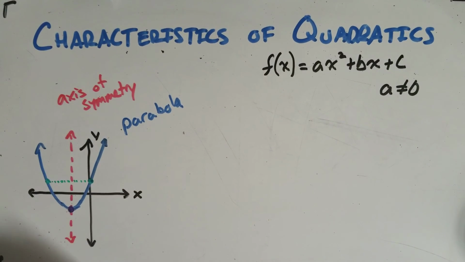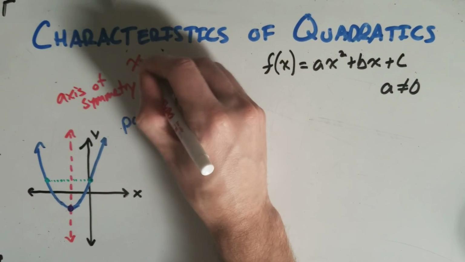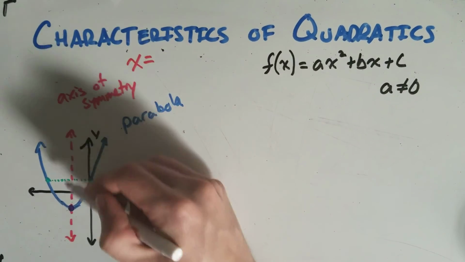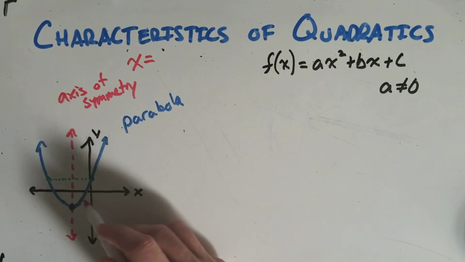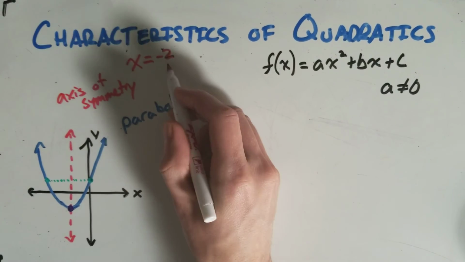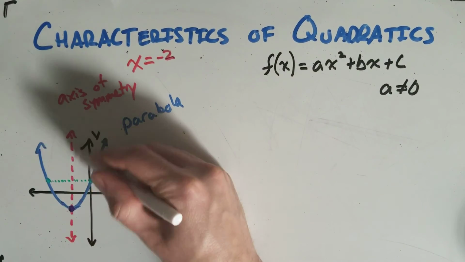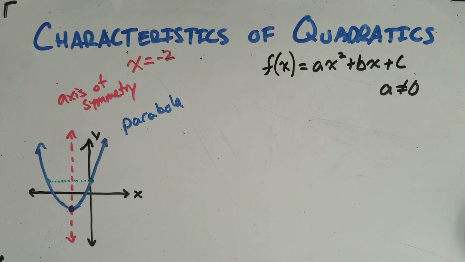That's that red line. And the axis of symmetry is always going to be x equals whatever the vertical line is. So if this was, I think in our example, x equals -2, the axis of symmetry is the line x equals -2. It's going to be a mirror image over that line.